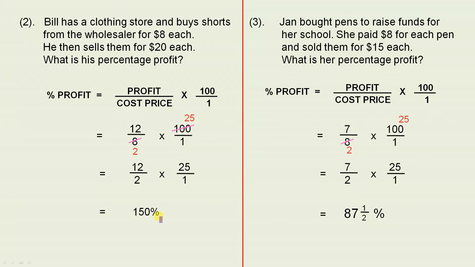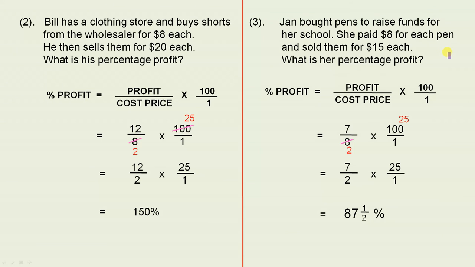All that means is that the profit was more than double. If the profit was 100%, that means he'd be selling them for $16, double the amount, but it's 150%. So it's more than double the amount.